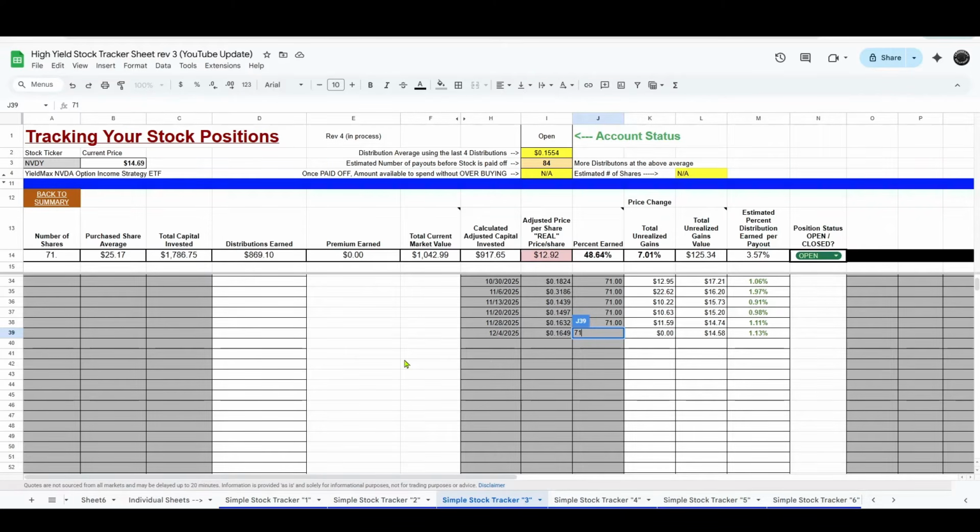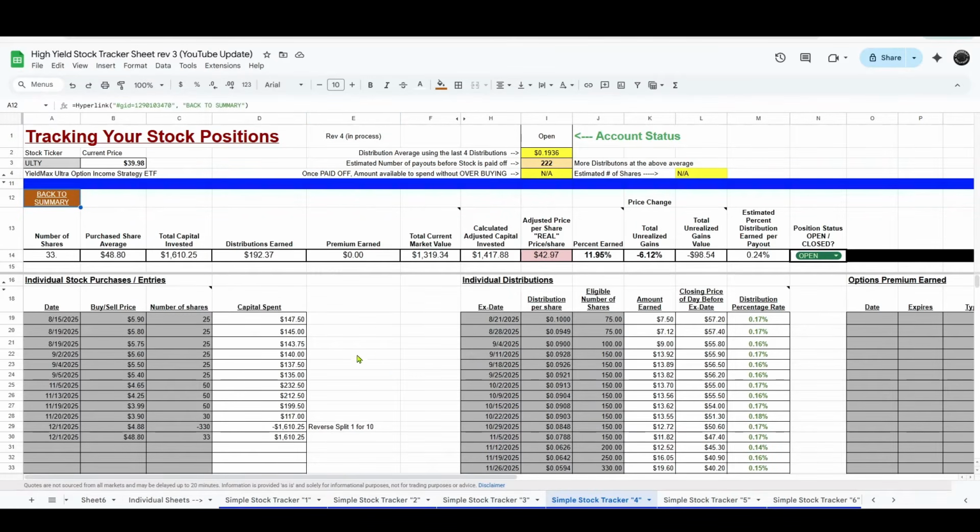So my real price per share is $12.92. And after entering in those 71 shares, now my real price per share is $12.76. With the current price of $14.69, I'm sitting pretty good with this one as well. Moving it on down, and that's the name of the game.